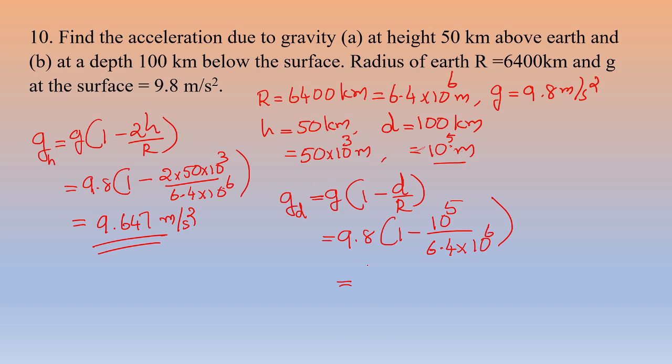So from that you can easily find out the value of g is again equal to 9.647 meter per second square at a given depth 100 kilometer. So at a height 50 kilometer and at a depth 100 kilometer from the surface of the earth, the g has the same value.